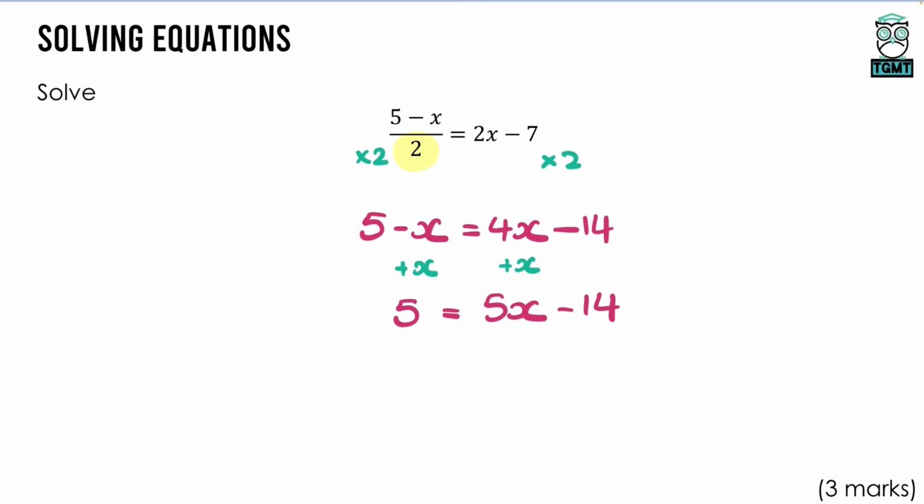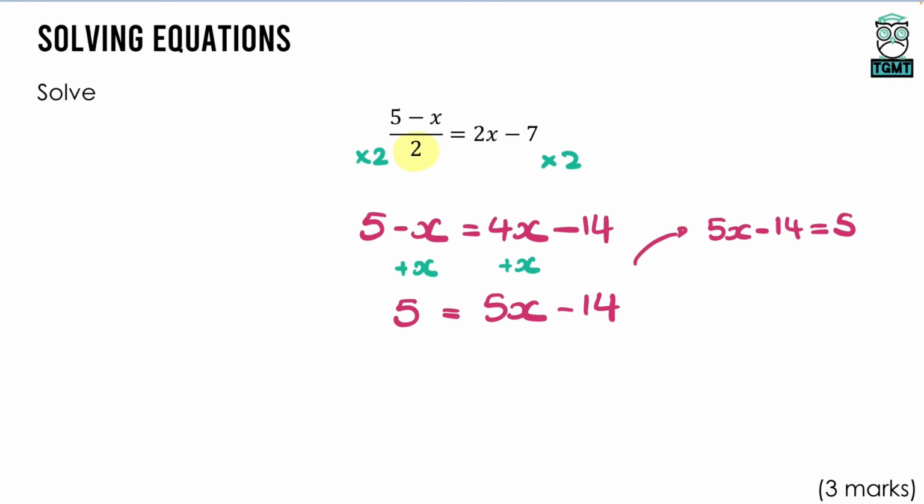Now this sometimes throws people, just the fact that the letters are on the right hand side of the equal sign, which is slightly different to what you've seen before. Now as a note, if you want, you could swap these over. You could write 5x minus 14 is equal to 5. And if you prefer that, absolutely, it's absolutely fine to do.